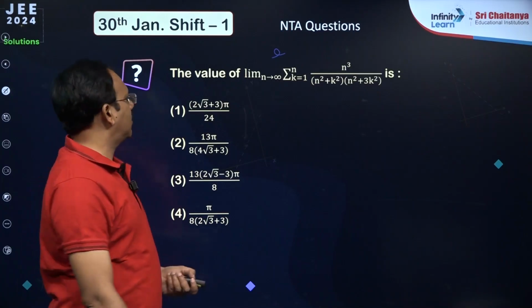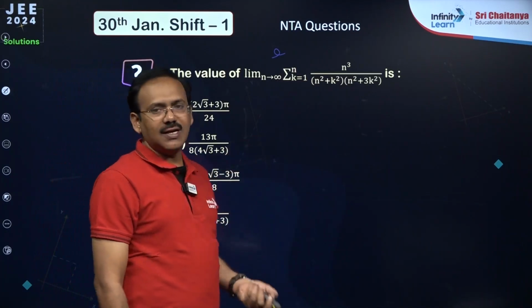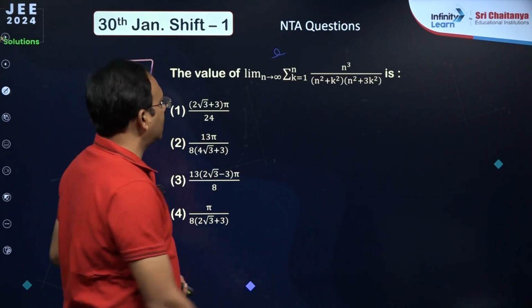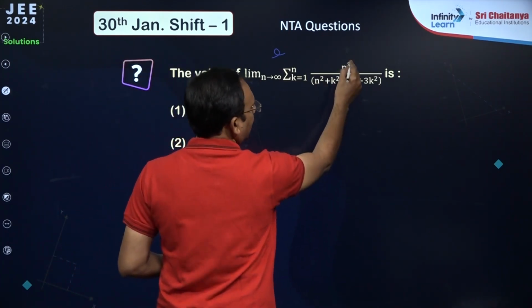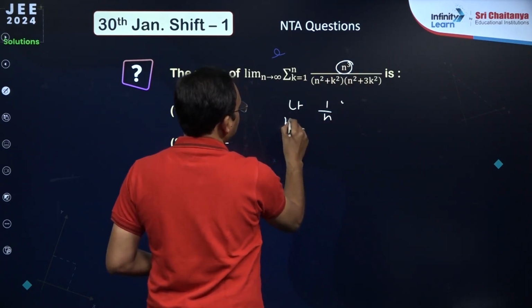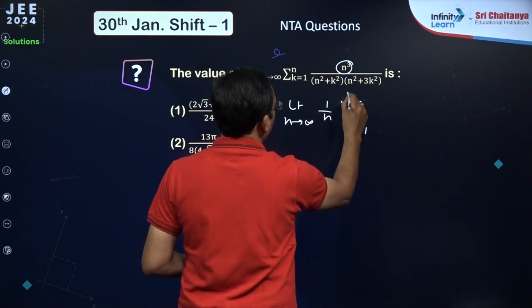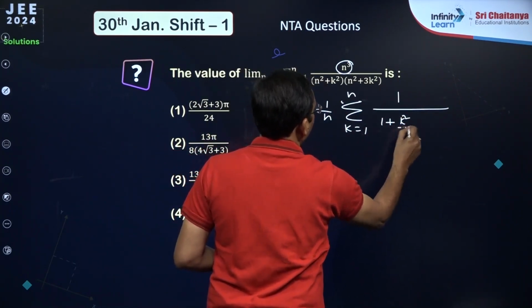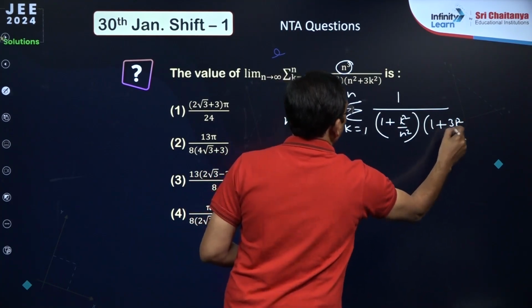Now coming to this particular question, limit n tends to infinity. Whenever you see this question, it is like a definite integration problem, integral as limit of a sum. You just divide the numerator and denominator by n power 4. Here n cube is there, so this becomes limit n tends to infinity, 1 by n, sigma k equal to 1 to n, 1 by 1 plus k square by n square into 1 plus 3k square by n square.